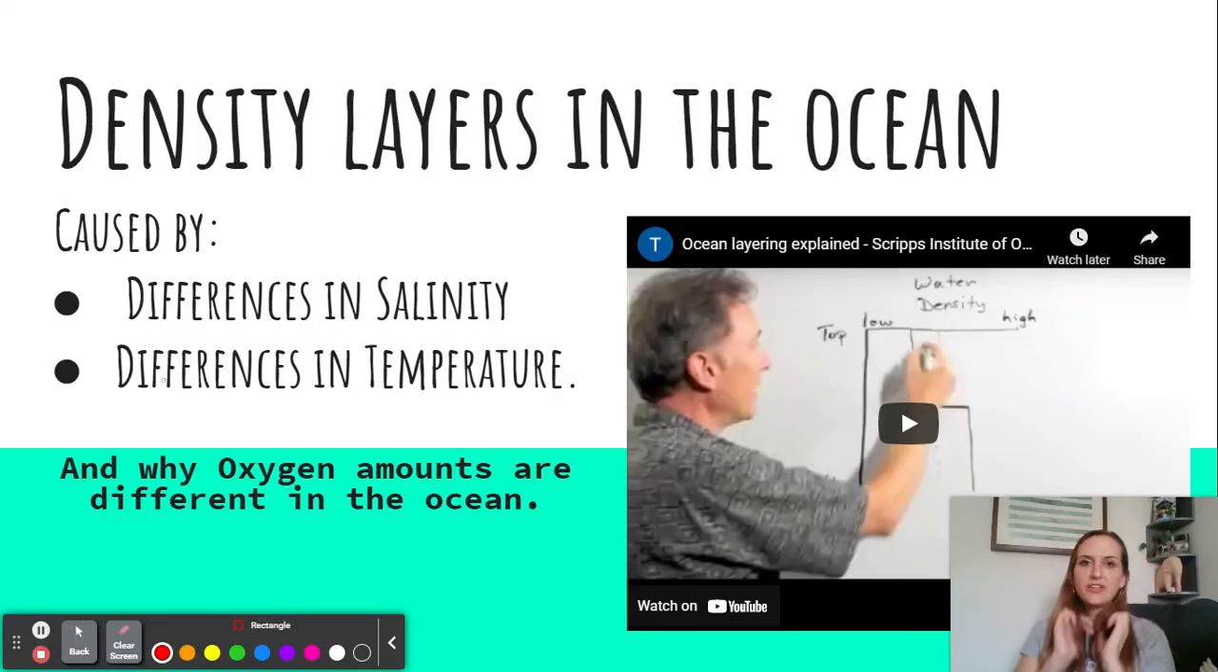Okay. So density layering in the ocean. The things we know that affect density are salinity, pressure, and temperature. And temperature is the most dominant factor. It's the biggest thing that will affect density, which is why no matter what, at the surface we're going to have water that's really warm.